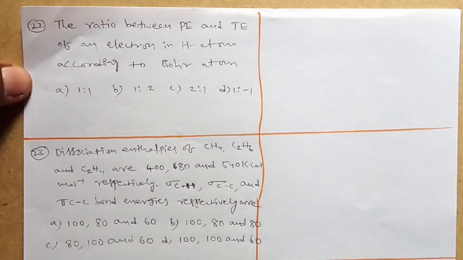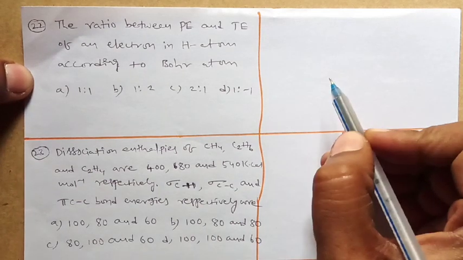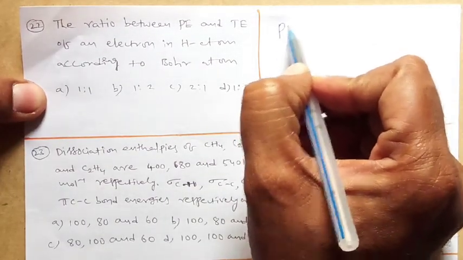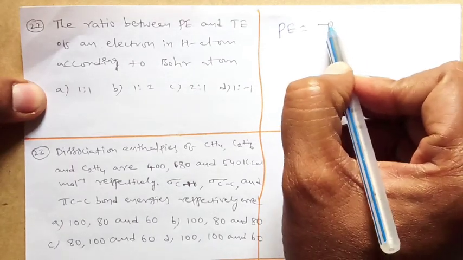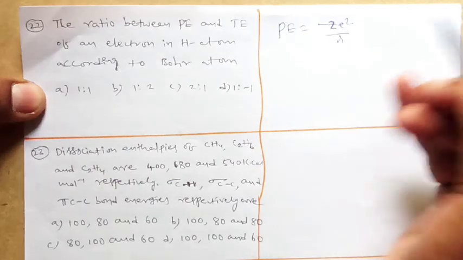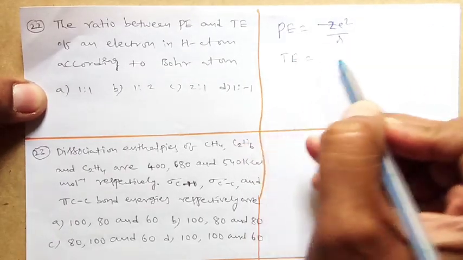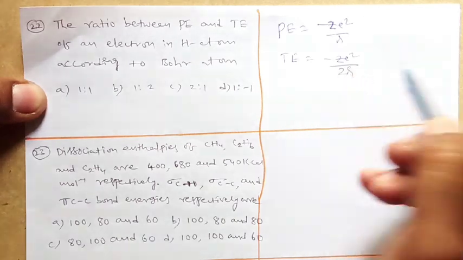The ratio between potential energy and total energy of an electron in a hydrogen atom according to Bohr's model. This is a simple basic question. If you remember the potential energy formula, potential energy of the electron equals minus ZE square by R. Similarly, what is the total energy of the electron? Minus ZE square by 2R.